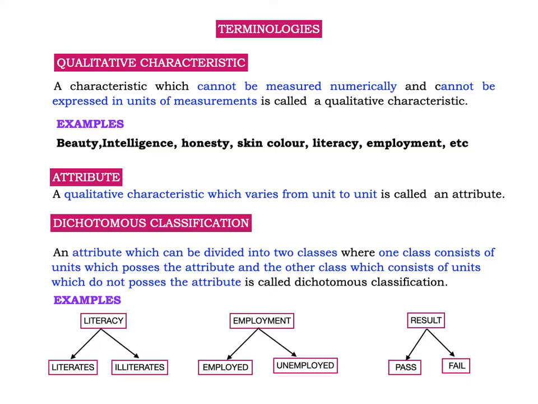Let us now learn about dichotomous classification. An attribute which can be divided into two classes, where one class consists of units which possess the attribute and the other class consists of units which do not possess the attribute, is called dichotomous classification. Some of the examples are the attribute literacy can be classified into two classes, literates and illiterates. Similarly, employment can be classified into those who are employed and unemployed. Then, result can be classified into pass and fail.